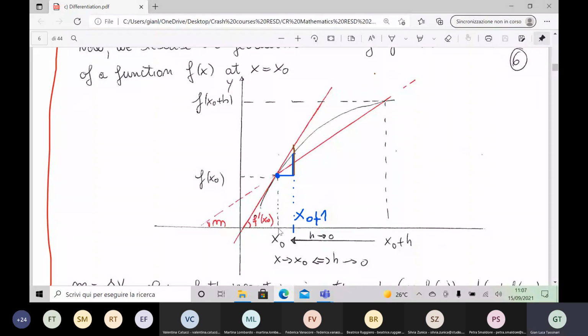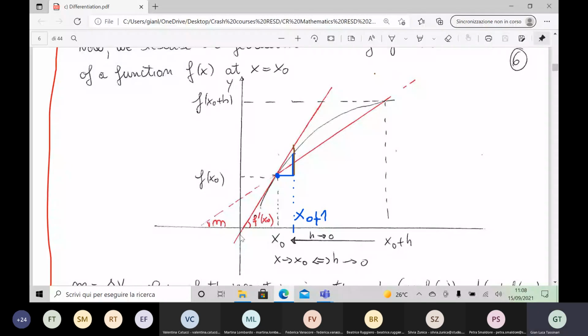Okay, x0. What is the value of the function at x0? The value of the function at x0 is f of x0, because you simply have to insert x0 inside your function. Well, the meaning of the derivative is the slope of this line, the one I'm touching. You see this line? This line is the tangent line to the graph of your function at the point x0. Here is the point x0, okay? So this straight line is the tangent line to the graph of your function at the point x0.